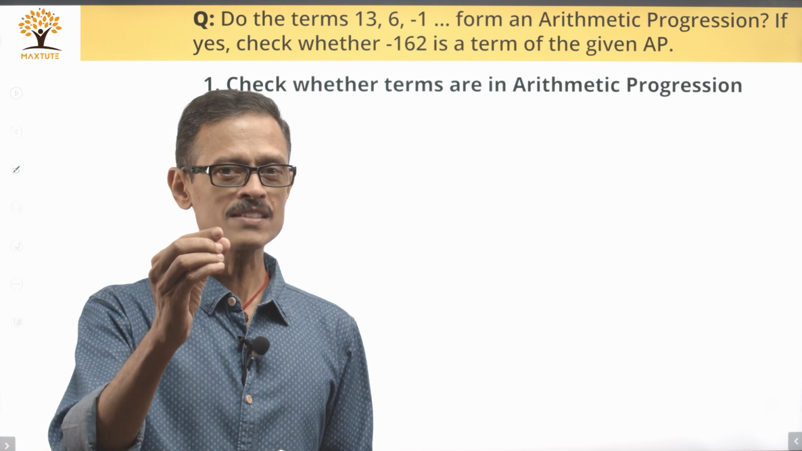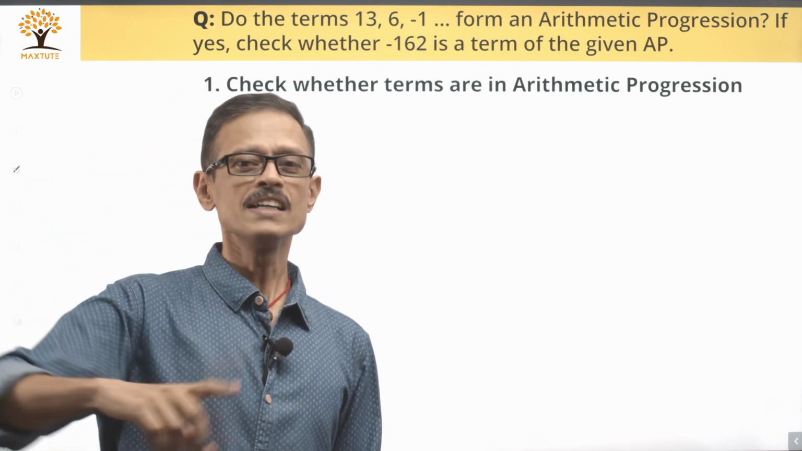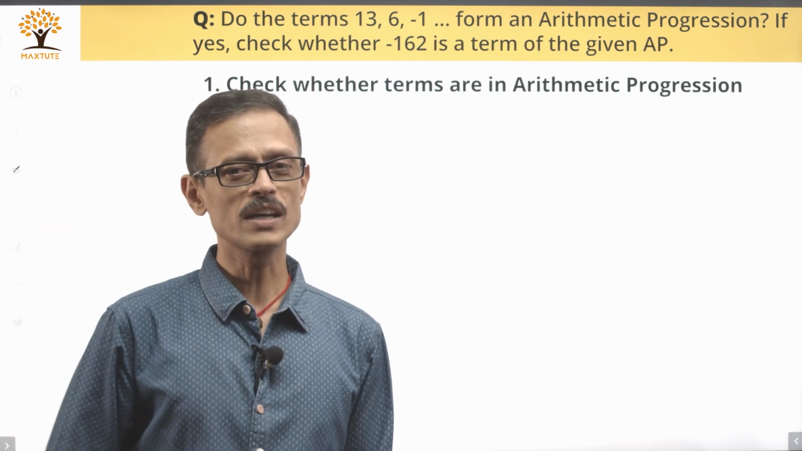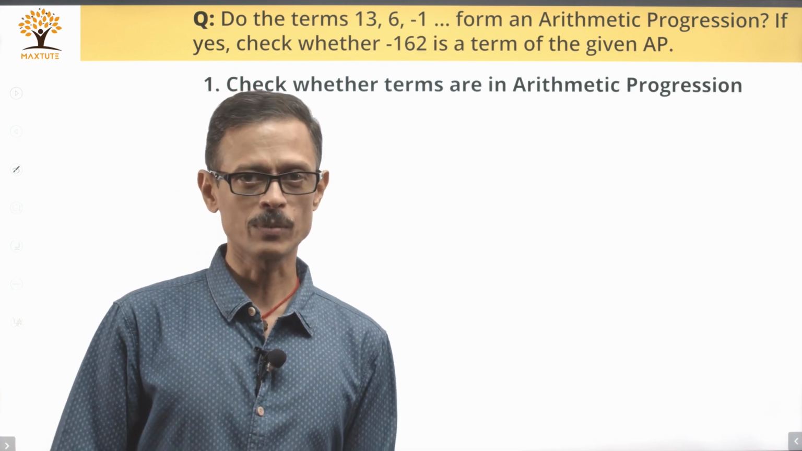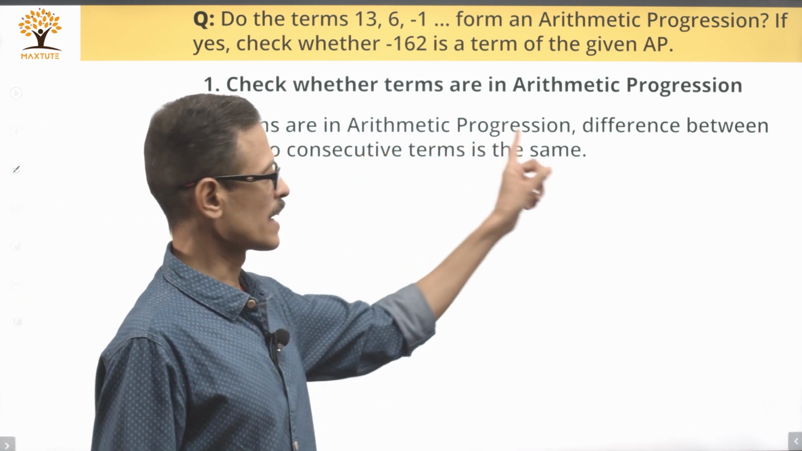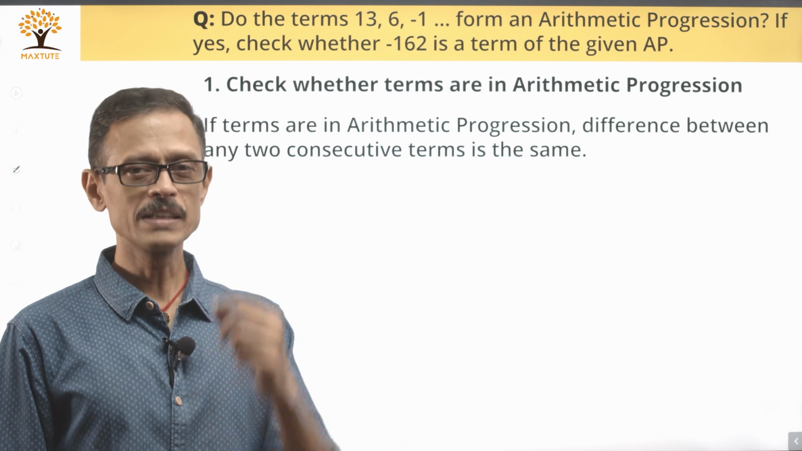So, if the difference between the second and the first term is the same as the difference between the third and the second term, is the same as the difference between the 10th and the 9th term, right? The difference between any two consecutive terms is the same, then that sequence is said to be in an arithmetic progression. So, quickly write that down here. If the terms are in an arithmetic progression, the difference between any two consecutive terms will be the same.